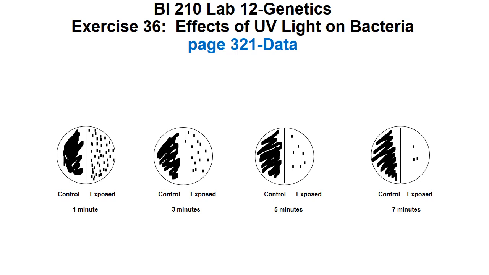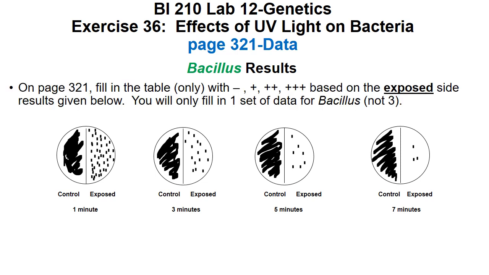So here we have the data. We are now on page 321. Here's the results for Bacillus. It says on page 321, fill in the table only. So you don't need to draw the pictures, just the table with negative dash, meaning no growth at all, plus, meaning a little growth, 2 pluses, a lot of growth, or 3 pluses, the most growth. Again, you're only looking at the exposed side, and you only need to fill in the table for one set of Bacillus. So there's 3 Bacillus and 3 Staph. Only need to fill in 1.